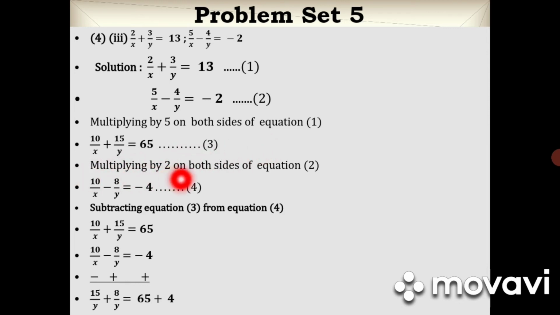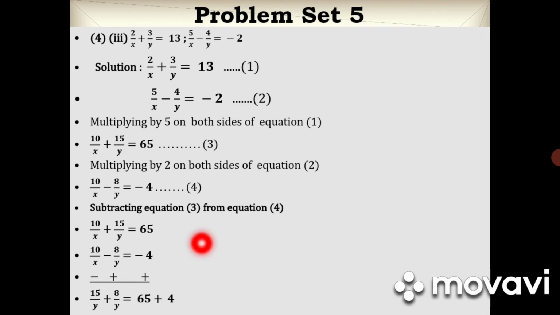Multiplying by 2 on both sides of equation 2, we get 10 upon x minus 8 upon y is equal to minus 4. Let this be equation 4. Subtracting equation 3 from equation 4, 10 upon x plus 15 upon y is equal to 65 and 10 upon x minus 8 upon y is equal to minus 4. On subtracting, the signs of equation 4 will change and x term will be eliminated.